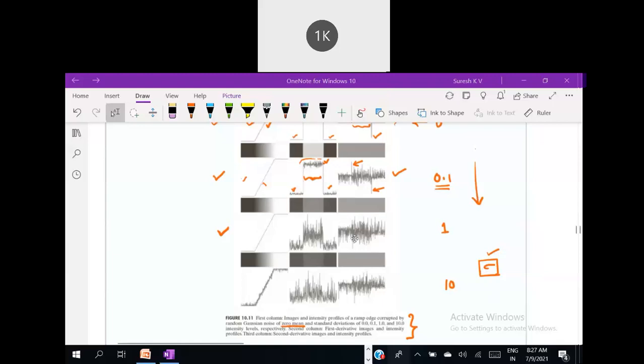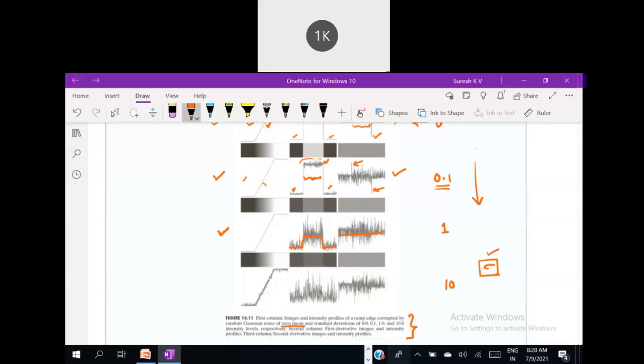In this graph, we can see there is noise in the ramp as well. After the first derivative, a lot of noise is there. So it is very hard to differentiate, but we can still differentiate in the first derivative. But as we move on to the second derivative, we can't differentiate where we got the positive edge as well as the negative edge.